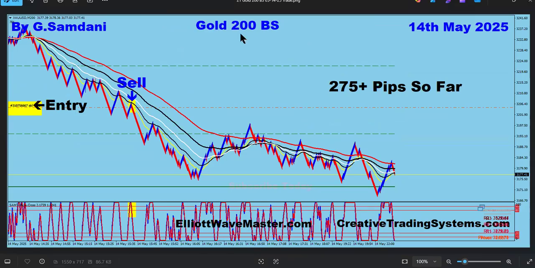Gold from 200 box size, beautiful entry. This was the entry, this was the entry, this was the entry, this was the entry, right? It's a lot of entries. And for 275 pip on the 14th.